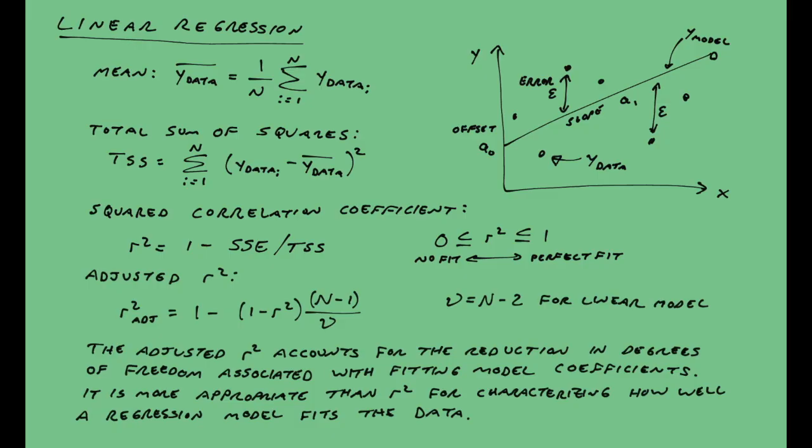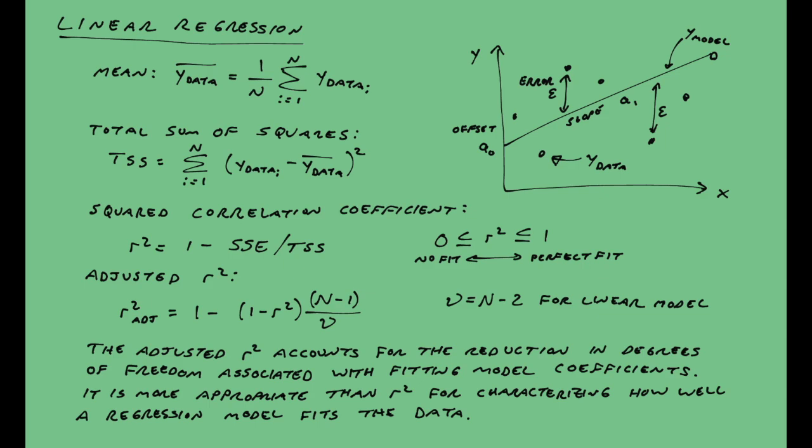For any regression, it's actually more appropriate to talk about the adjusted r squared. So here, r squared ADJ is the adjusted r squared. It equals 1 minus the quantity, 1 minus r squared, which is above, times the quantity n minus 1 divided by nu, where n is the number of data points and nu is the residual degrees of freedom. What the adjusted r squared accounts for is the reduction in the degrees of freedom associated with fitting model coefficients. It's more appropriate than r squared for characterizing how well a regression model fits the data.